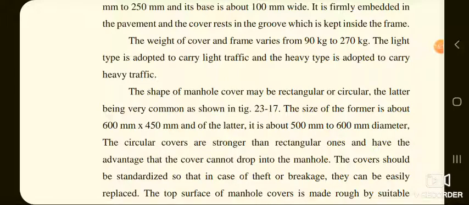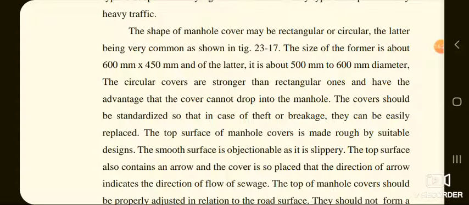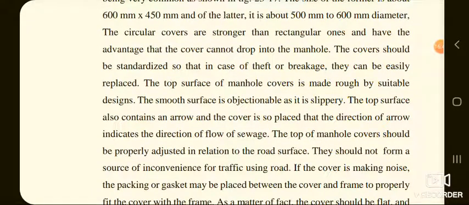The light type is adopted to carry light traffic and the heavy type is adopted to carry heavy traffic. The shape of a manhole cover may be rectangular or circular, the latter being very common as shown in figure 2370. The size of the former is about 600 mm by 450 mm and of the latter it is about 500 mm to 600 mm diameter. The circular covers are stronger than the rectangular ones and have the advantage that the cover cannot drop into the manhole. The cover should be standardized so that in case of theft or breakage, they can be easily replaced.